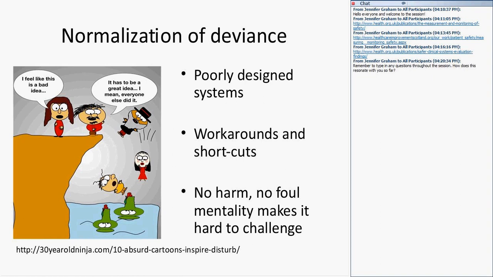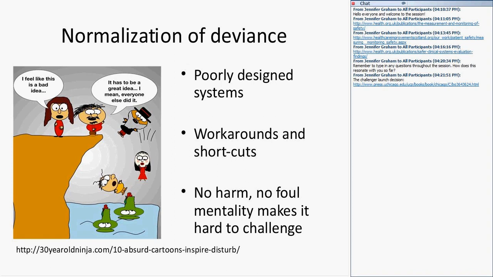Diane Vaughan also identified, and this is very relevant to a lot of patient safety problems, a term that's a little off-putting, but she basically calls it the normalization of deviance. And what she means by that is that you get very used to poor quality systems. Because the systems don't function properly, people start to use workarounds and shortcuts. And when you get to no harm, no foul, in other words, you're using these shortcuts all the time and nothing goes wrong, then it makes it very hard to challenge. So basically, over time, something that's actually a poor practice or a poor system comes to be tolerated, it comes to be seen as normal.